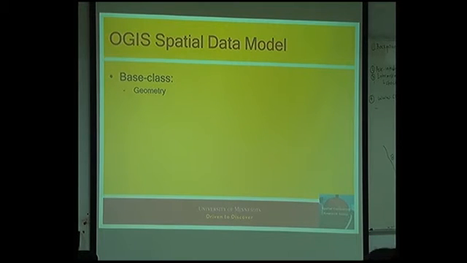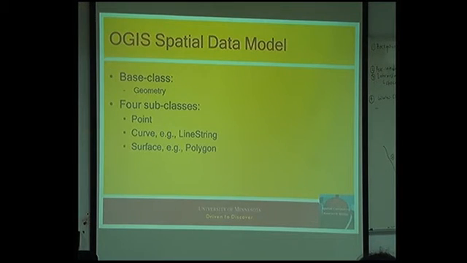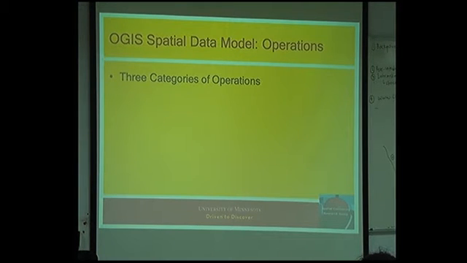So the first, let's look at the data types. Its base class is geometry, and then there are a few basic classes: point, curve, and surface, and then these collections. So 0 dimension, 1 dimension, 2 dimension. And then here these are collections of these things. Okay, and then there are a bunch of operations.